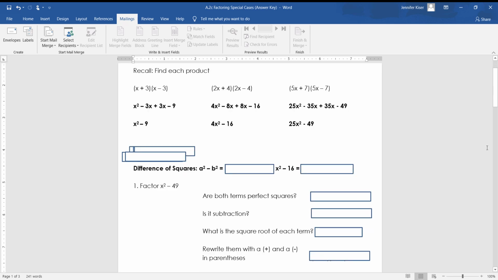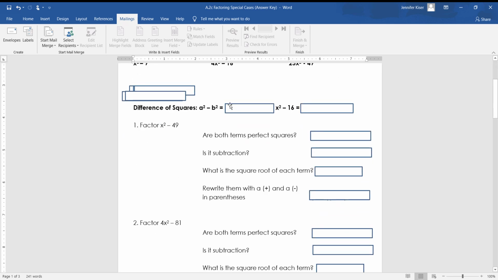Which means for this one here, a squared minus b squared, you can do this as long as both of these are perfect squares. So a squared is a perfect square because a times a will give you a squared. And then b squared is a perfect square because b times b, or b squared, will give you that. So one of these will be a plus b and one will be a minus b. You'll have one of each there.